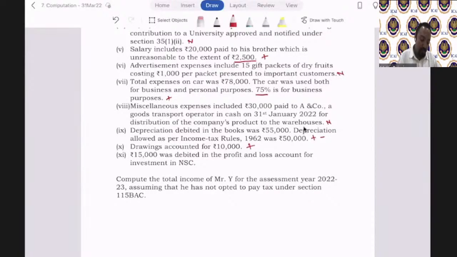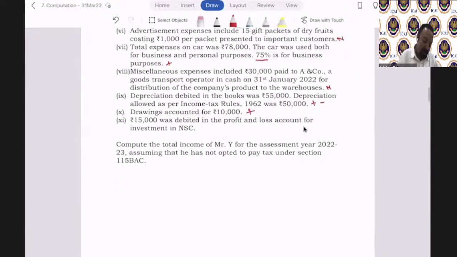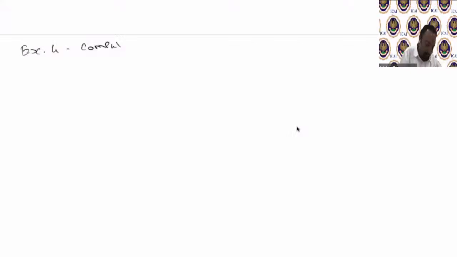15,000 was debited in the profit and loss account for investment in NSC. It should not be an expenditure there. I need to add it. However, I can claim deduction under section 80C. So I'm putting it as C. Just note very minutely in your question paper; do not write section numbers in detail.